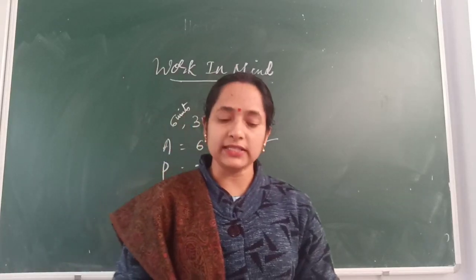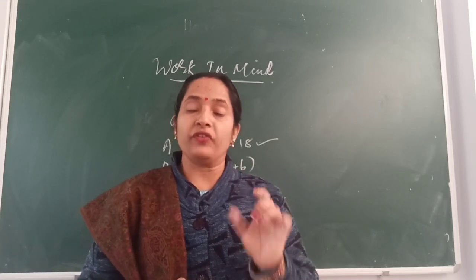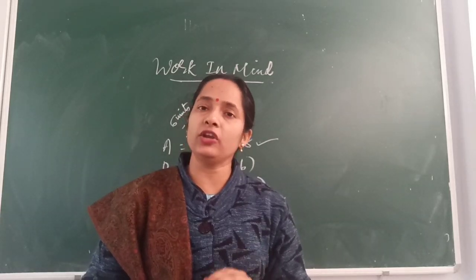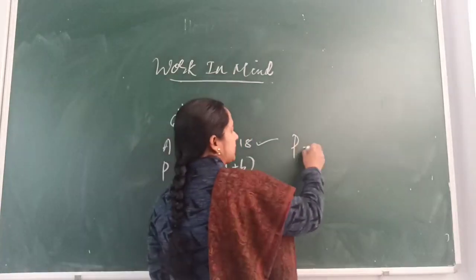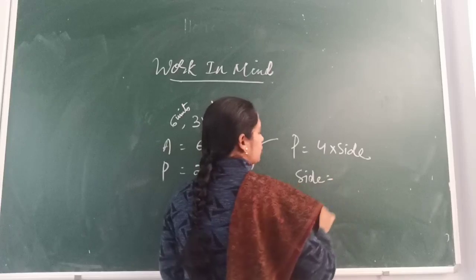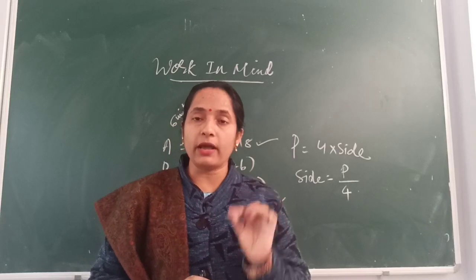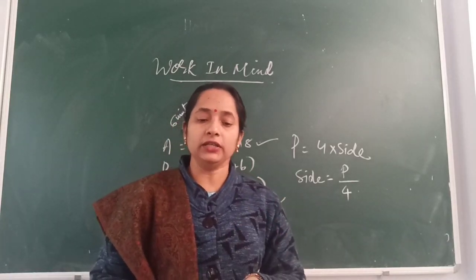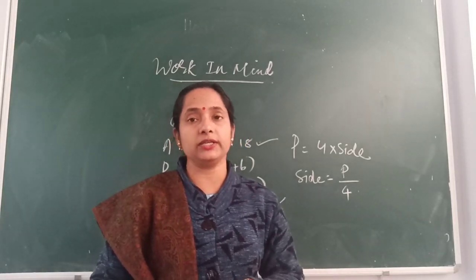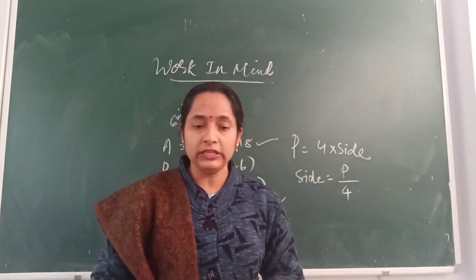Next question we have: tell the side of the square whose perimeter is 10 centimeters. Children, when the perimeter of a square is given, how will you find the side of the square? We know perimeter is equal to 4 multiplied by side, and the formula for the side of a square is perimeter divided by 4. So here you have to divide 10 by 4, and as you all know how to divide, find the quotient in terms of decimals and get the length of the side.